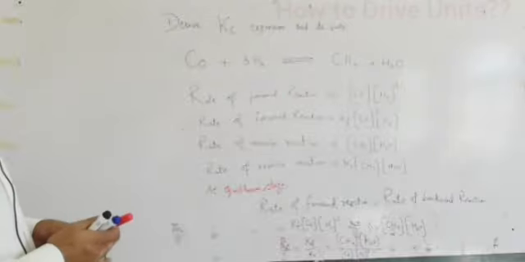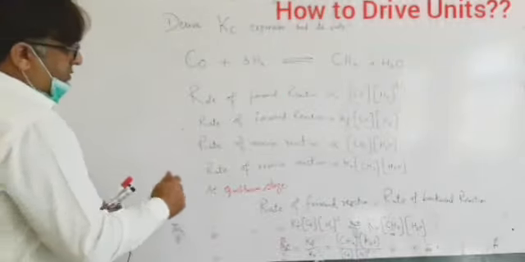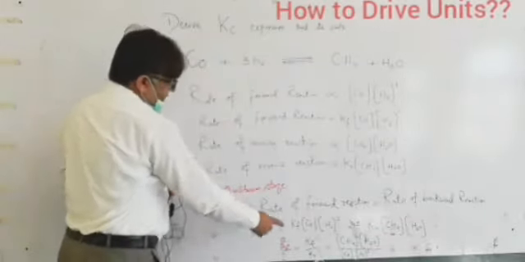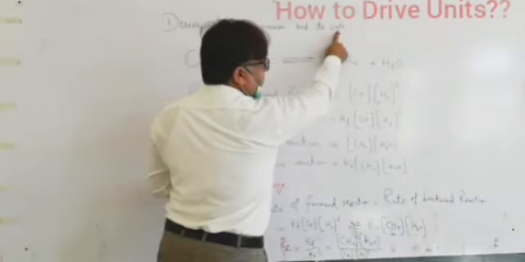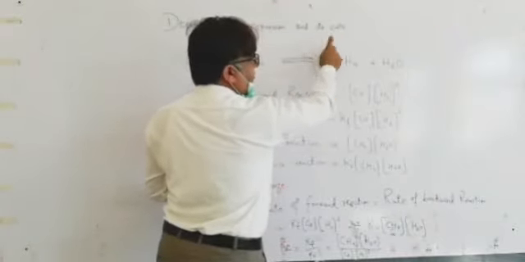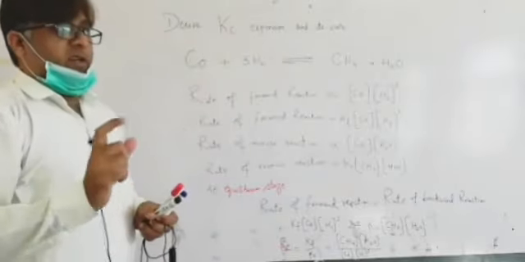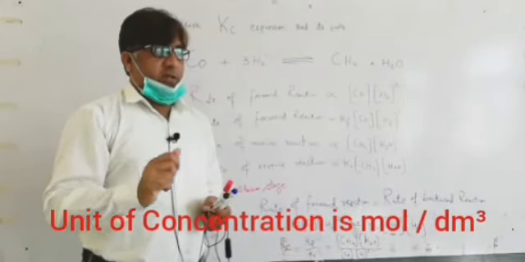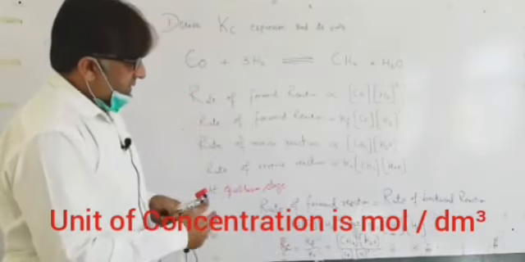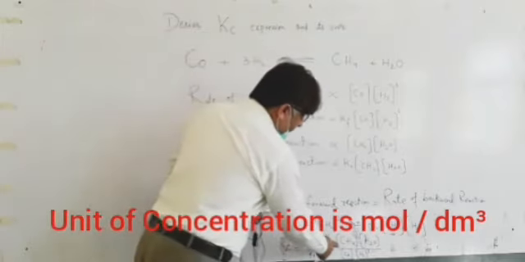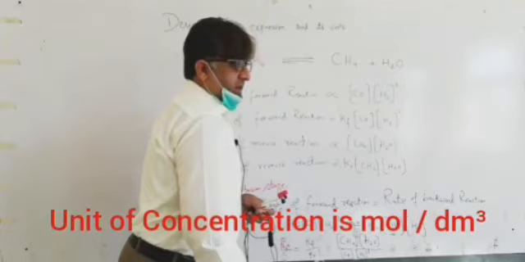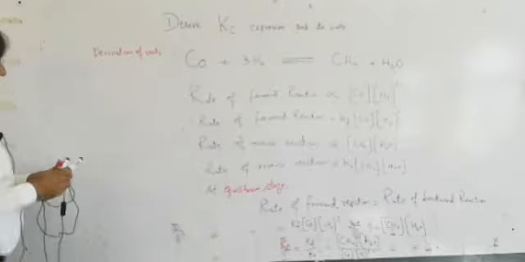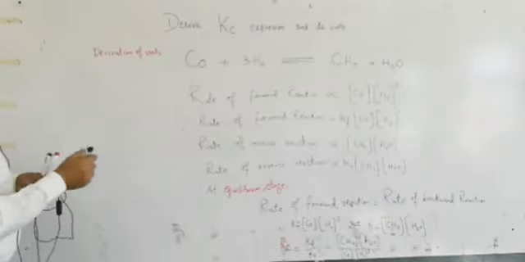Now, how can you derive the units for the Kc expression? The first part, you have derived the Kc value. Now you come to the second part, deriving its units. As you know earlier, the units of concentration are mole per dm³. Now you will insert the values of all these concentrations in mole per dm³, right? So write the Kc expression here.